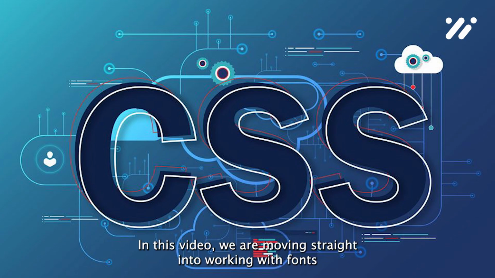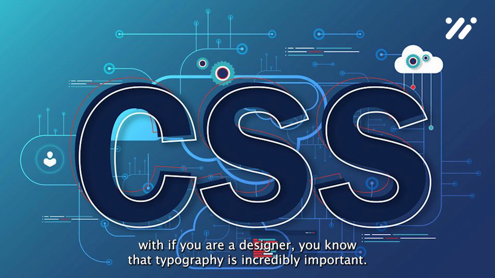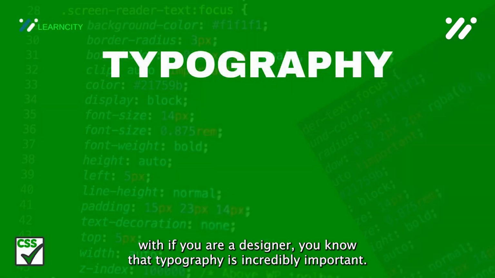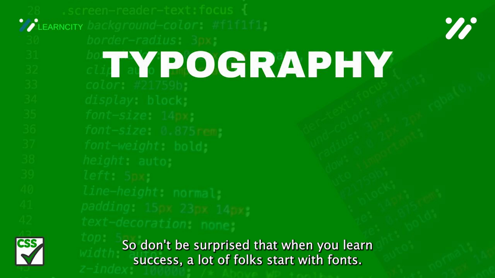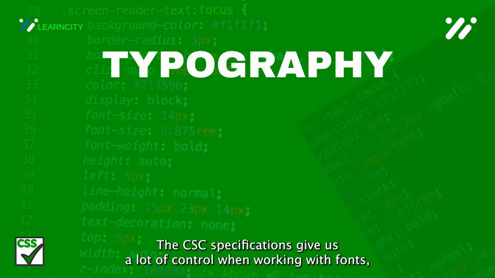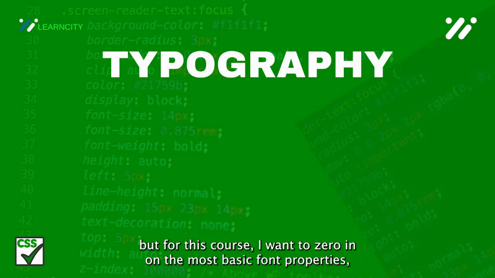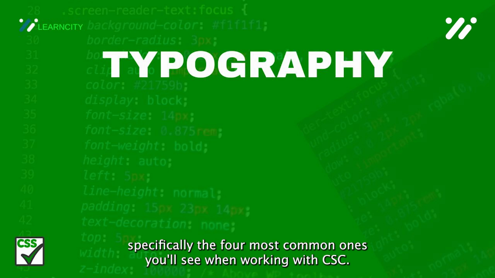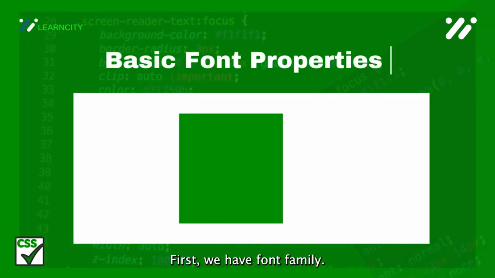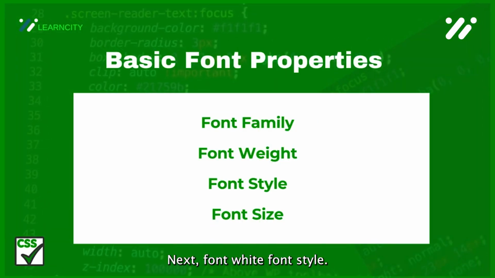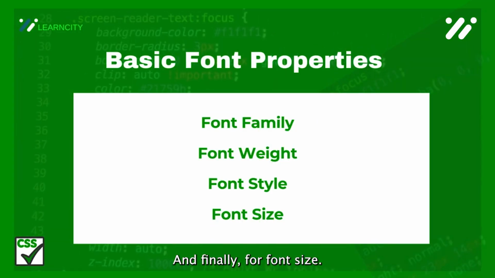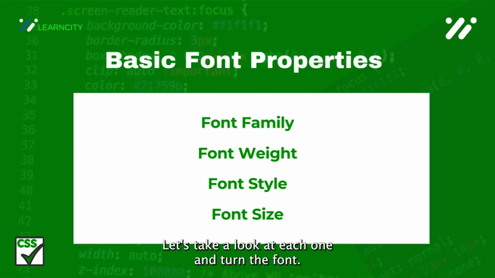In this video, we are moving straight into working with fonts. If you are a designer, you know that typography is incredibly important. So don't be surprised that when you learn CSS, a lot of folks start with fonts. The CSS specifications give us a lot of control when working with fonts. But for this course, I want to zero in on the most basic font properties, specifically the four most common ones you'll see when working with CSS. First, we have font family, next font weight, font style, and finally font size. Let's take a look at each one in turn.